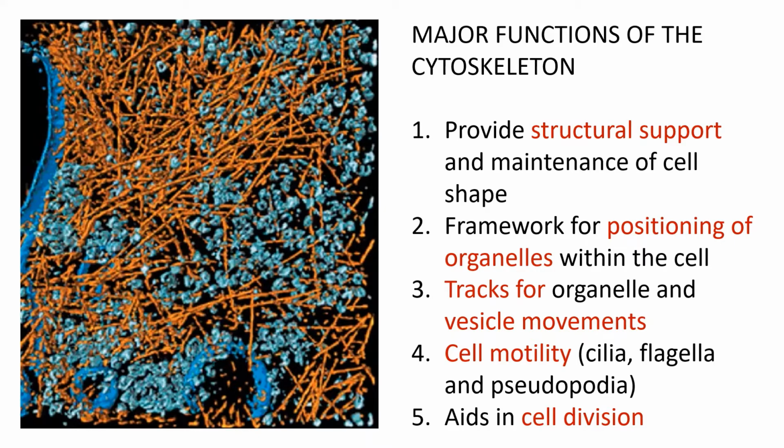And lastly, the cytoskeleton also aids in cell division. So as we will see later on, a component of the cytoskeleton called the actin filaments is very important in cell division, as well as, of course, the microtubules that help in the separation of sister chromatids in some stages of cell division.